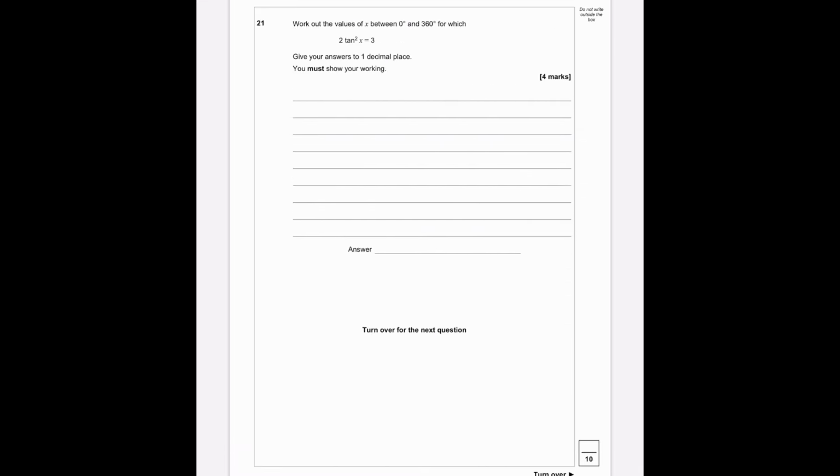Question 21, so values between 0 and 360 degrees. First step is to divide both sides by 2. I'm going to square root. When we square root, remember there are two square roots of 3 over 2. There's a positive one and a negative one, so I'm going to separate those into two separate sections.